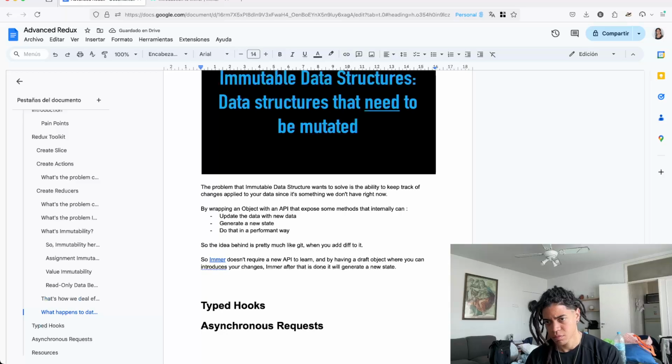When you have the need for a mutable data structure, that is one that is not read-only, what you actually need is an immutable data structure.